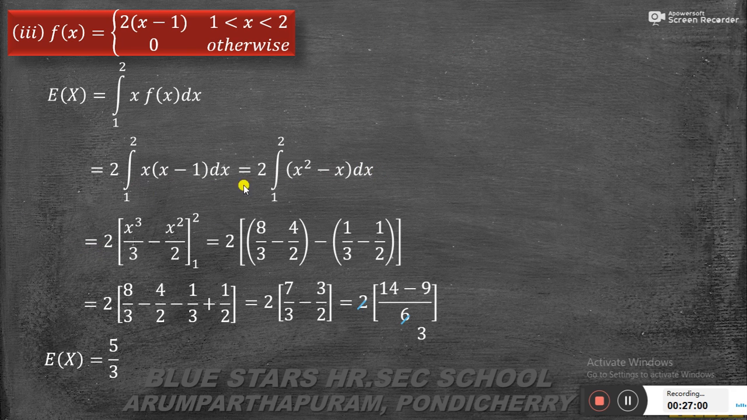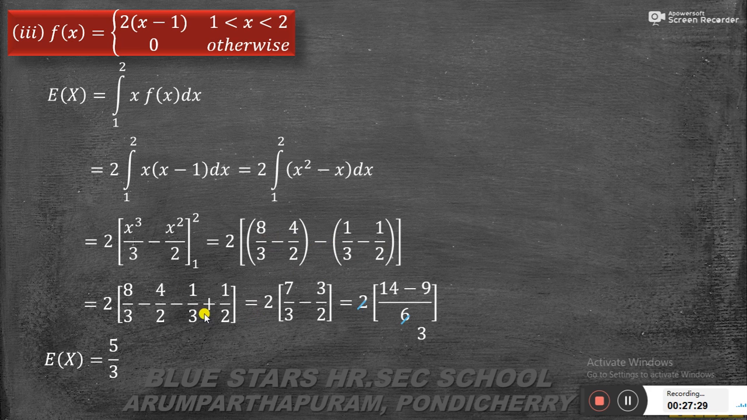In the next step, 2 times the integration of x square, which is x cube by 3, minus the integration of x, which is x square by 2, with limits 1 to 2. I substitute the upper limit: 2 cube means 8 by 3 minus 2 square means 4 by 2, minus the lower limit: 1 cube means 1 by 3 minus 1 by 2. So, equal to 2 times (8 by 3 minus 4 by 2), I multiply the minus into the factor, so minus 1 by 3 plus 1 by 2.